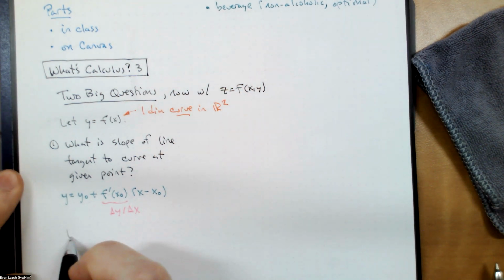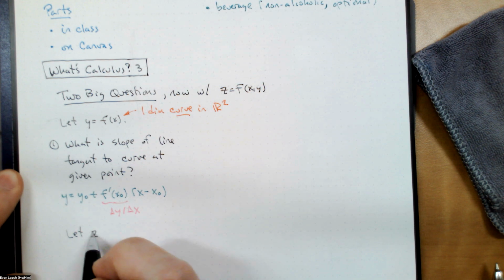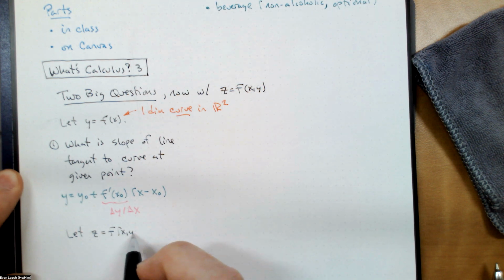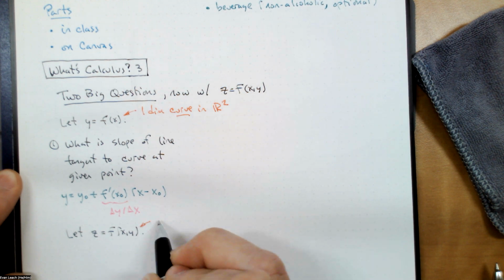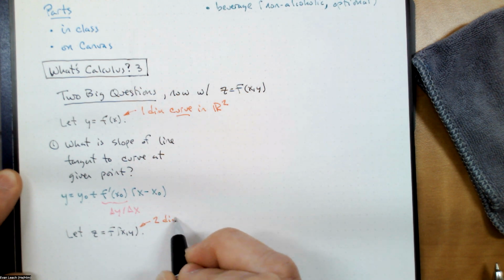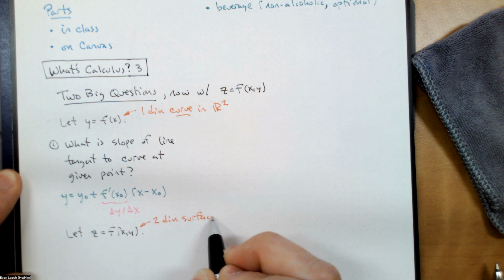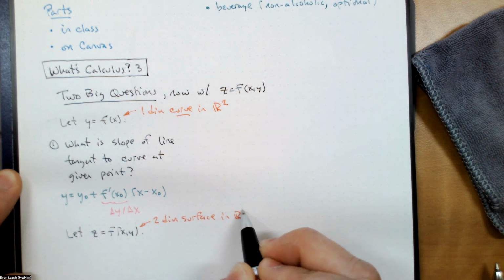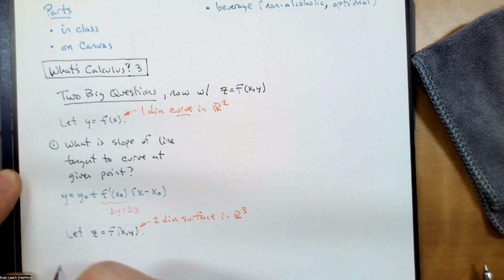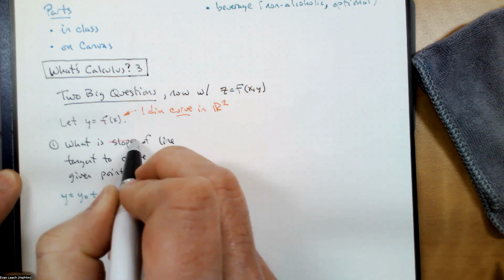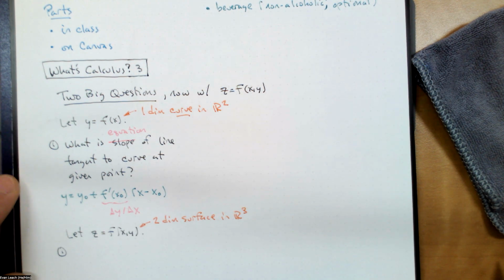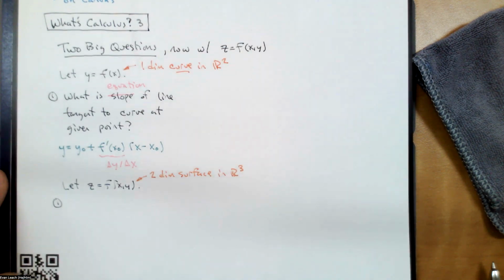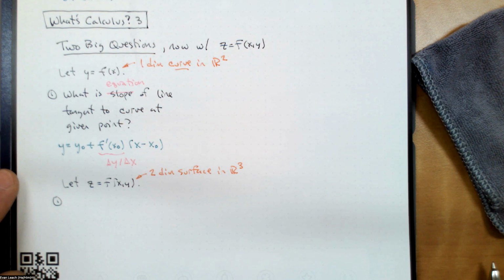So if we let z equal a function of x and y, that is, if we upgrade to a two-dimensional surface in R3, then the question gets upgraded. First of all, we got the slope in service of getting an equation, so we could have a linear description of the function near the point.